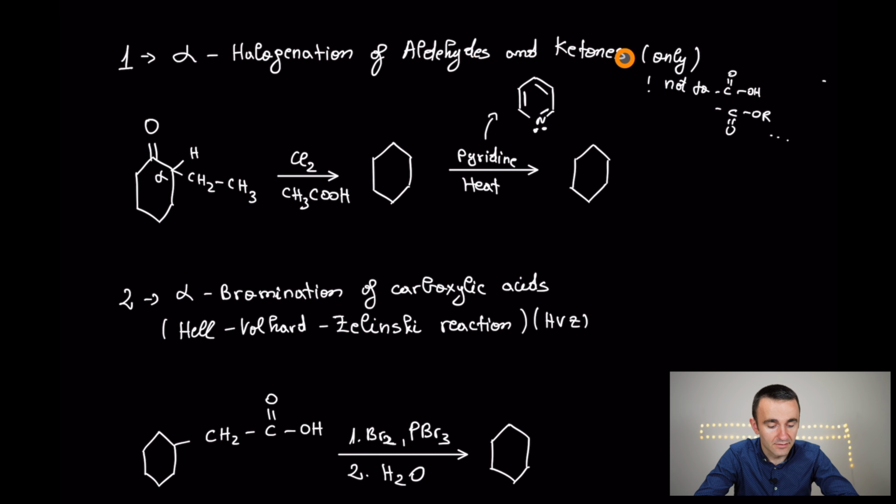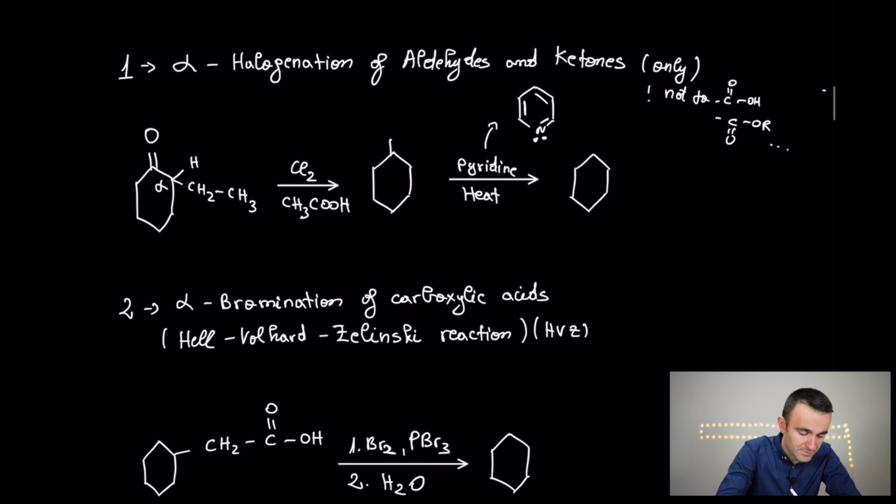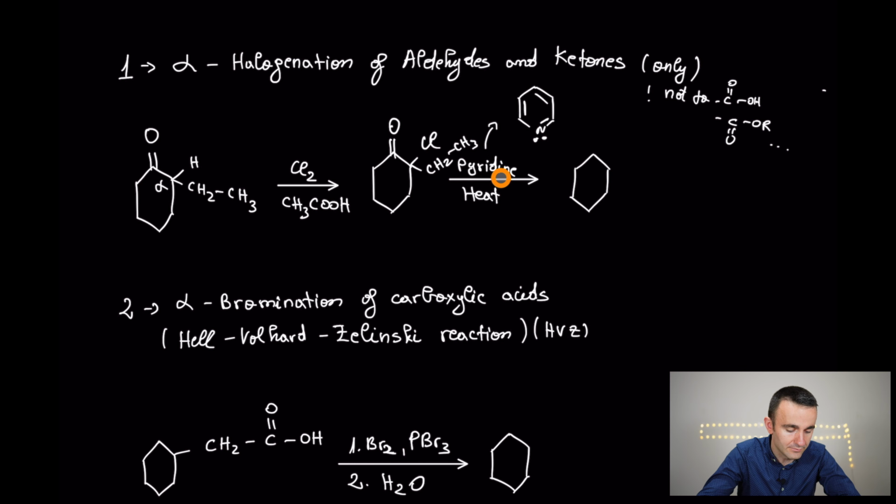Alpha-halogenation of aldehydes and ketones. This kind of reaction works only with aldehydes and ketones. You can react with chlorine, bromine, or iodine in acetic acid, and you can yield an alpha-substituted product. In this case, it is going to be substituted at the more substituted position. And if you treat with pyridine, you're going to remove this chlorine and form a double bond here at the alpha-beta position, and this substituent is going to remain in its place.